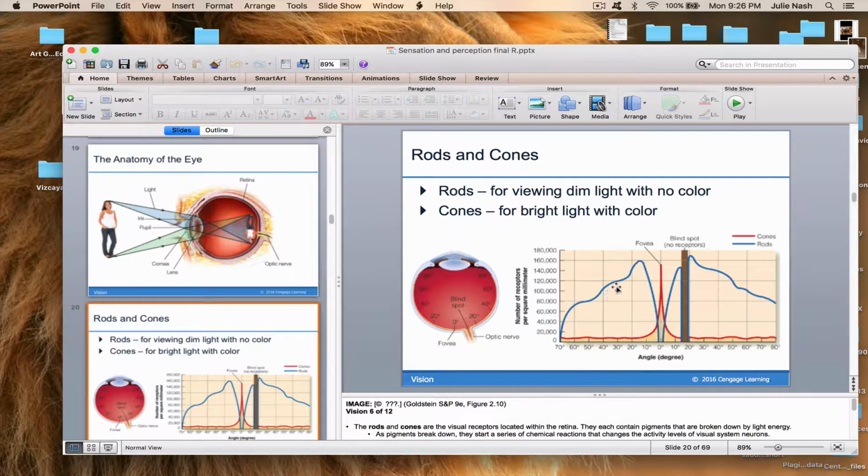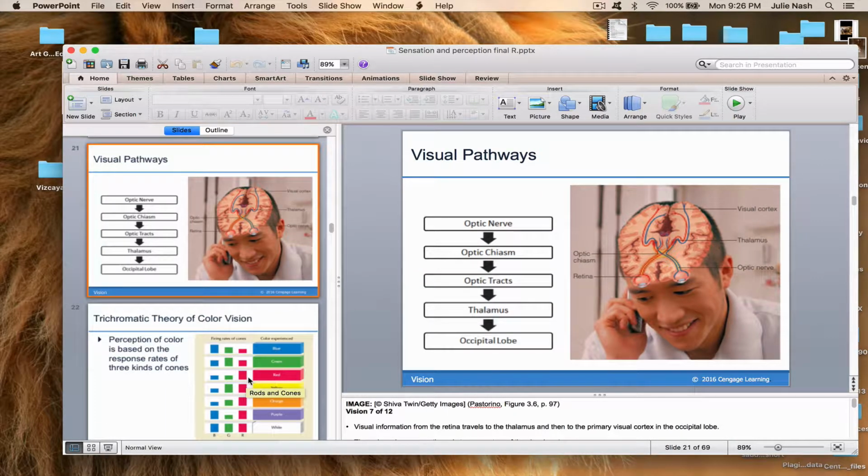Rods, you can see how you have much more out to the sides, away from the middle. So all out here, you've got the congregation of rods. Rods are what you see black and white with, okay? And here's the optic nerve. So this is the blind spot, which is very close to the fovea, all right? You do need to know the difference between rods and cones. One is color, one is black and white. One is more congregated towards the middle, one is more towards the outer parts of your retina.